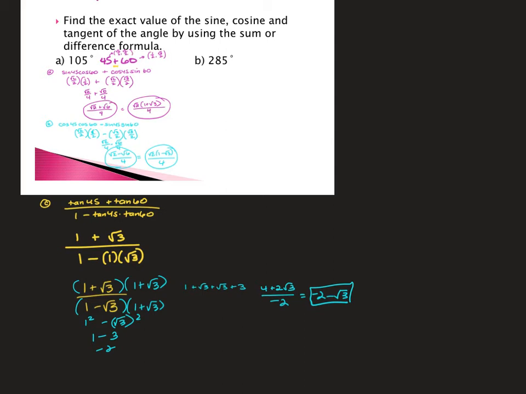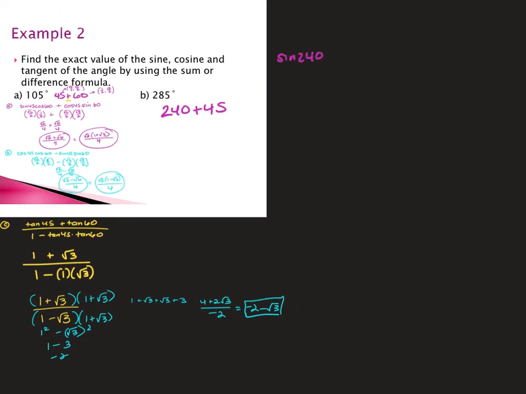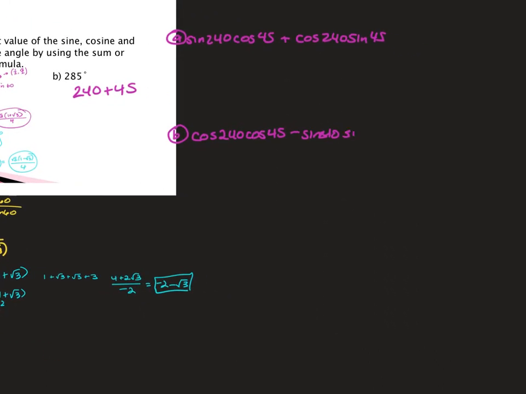Okay? So what 2 numbers could I add together or subtract to give me 285? Again, first of all, it ends in a 5, which means 45 is going to be involved in some way. 240, is 240 on my unit circle? Yep. So 240 plus 45. So my sine would be sine 240 cosine 45 plus cosine 240 sine 45. My cosine would be cosine 240 cosine 45 minus, because it's the opposite sign, sine 240 sine 45. And then the tangent would be tan 240 plus tan 45 over 1 minus tan 240 times tan 45.